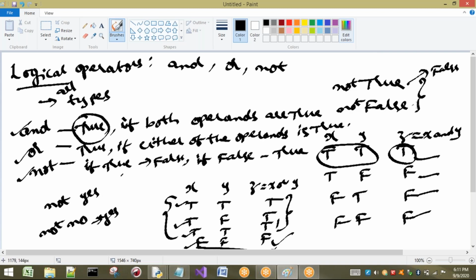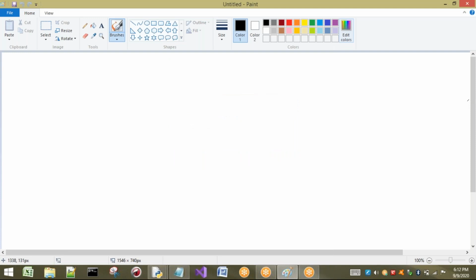Not false, answer is true. Okay, so these are the rules for your logical operators when compared with Boolean. You have to remember these points. Now I want to show you about non-Boolean.